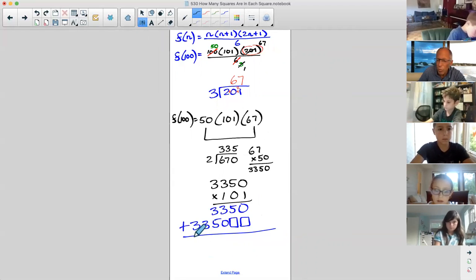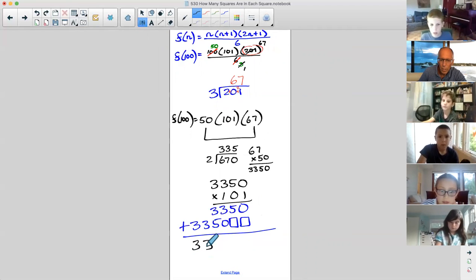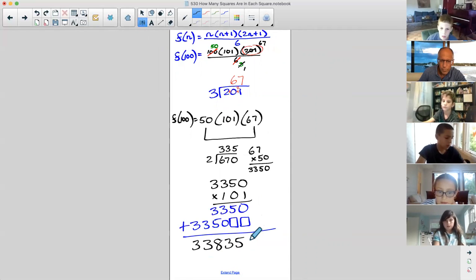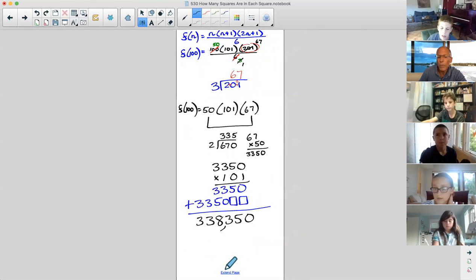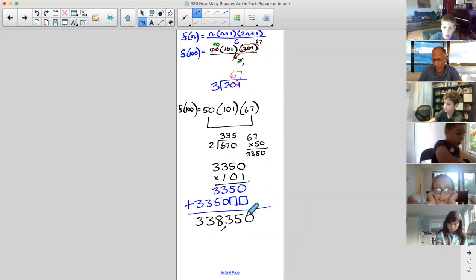Come on, we can even do this from left to right. We normally can't, but there are no carries. Go. 3, 8, 3, 5. 0. And now I give you the number of squares in a 100 by 100 square. 338,350.